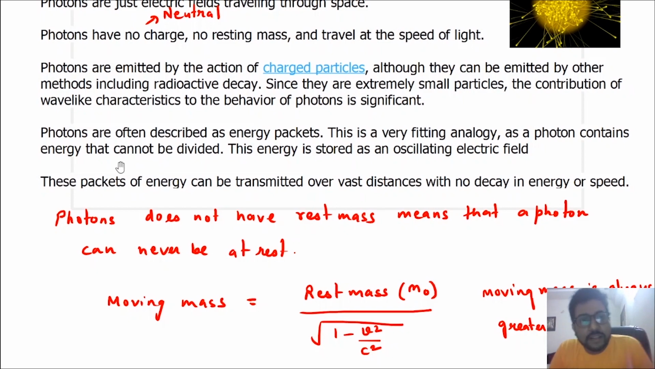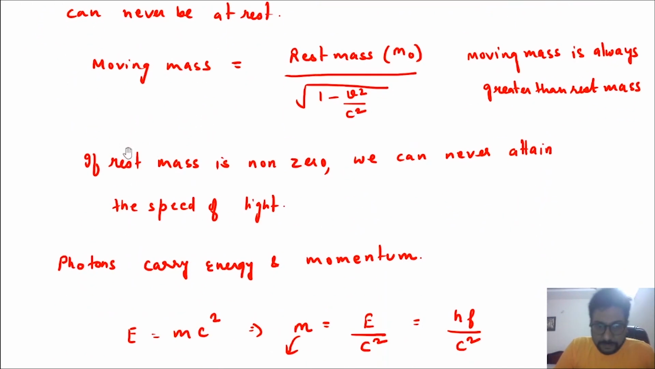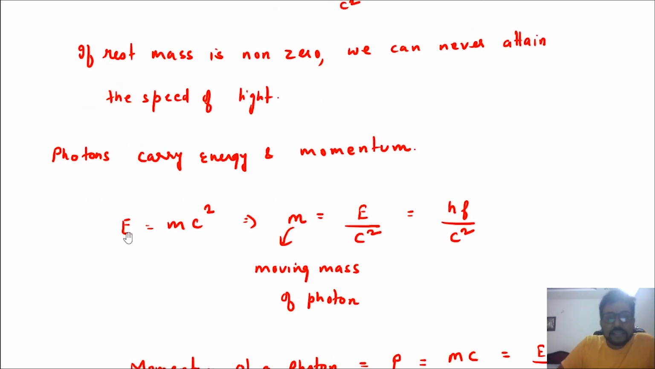So now you know that photons carry energy, but they also carry momentum. Now, how to find the momentum of a photon? The momentum of a photon is found using the famous Einstein's mass energy equivalence relation, that is E is equal to mc square, where m is the moving mass of any matter. So for a photon, m is equal to the energy of the photon divided by c square. You know that energy is hf, so it is equal to hf by c square, right?